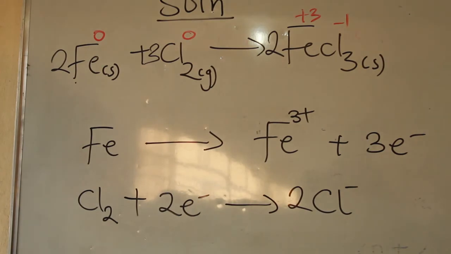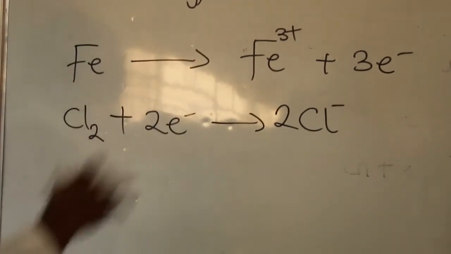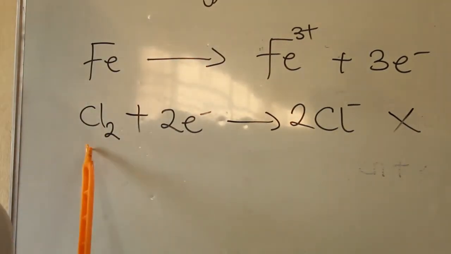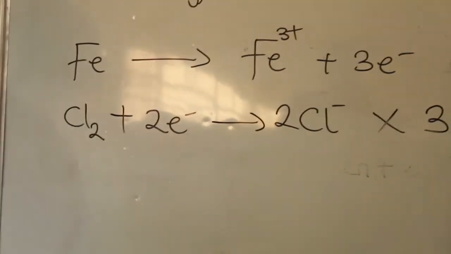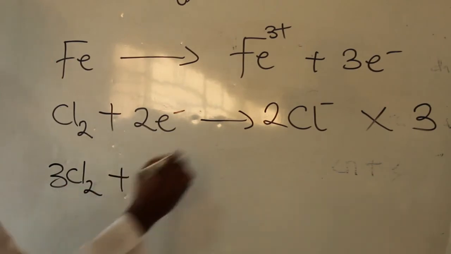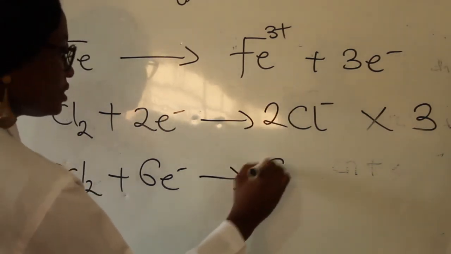Alright, having gotten this, the next thing is to balance the electrons, because here now is 2 and here is 3. What do you do to this one to make it the same as this? Now, mathematicians, what should come to your mind is, how do I make 3 and 2 the same? You just multiply this whole equation by 3. Now, if you multiply that equation by 3, you have 3 chlorine gas plus 3 times 2 will give us 6 electrons, and then, of course, 6 chloride.